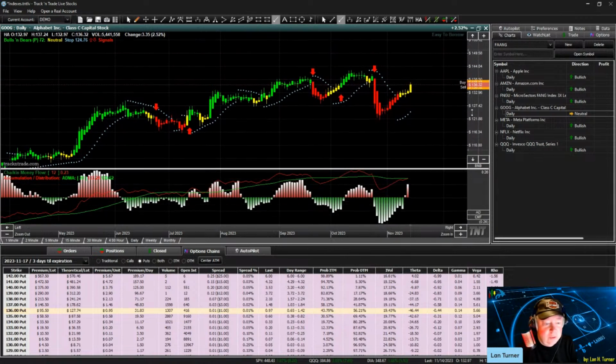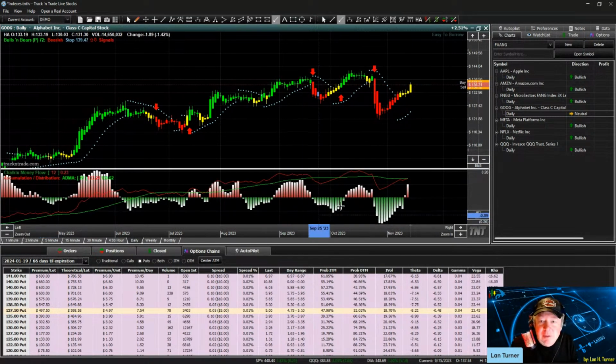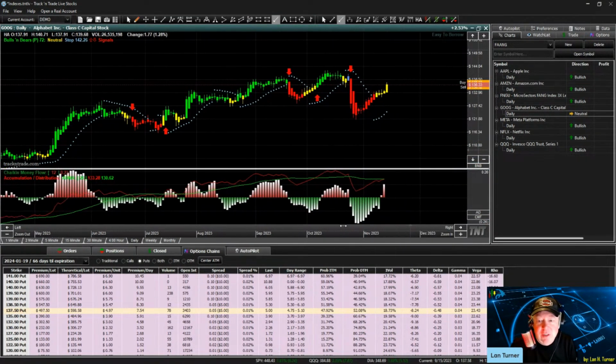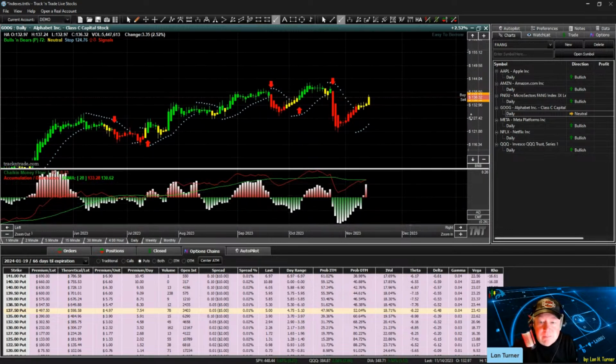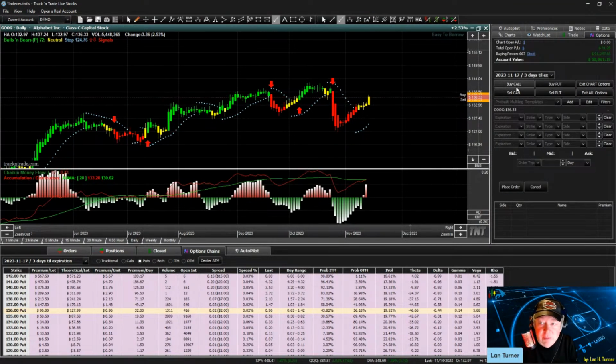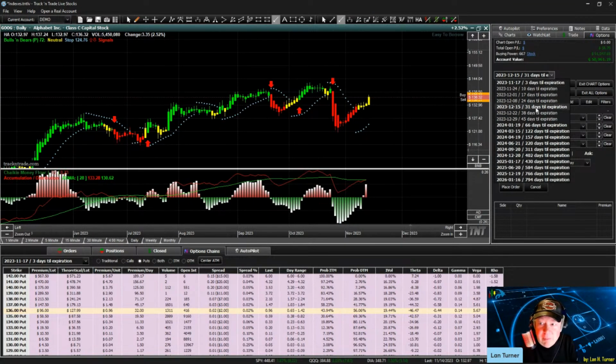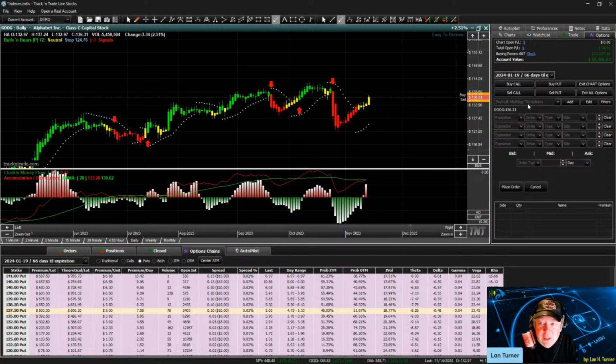Let's buy one on, should we buy one on Google? Let's see. Let's buy an option on Google, all right, in anticipation of a continuation of the uptrend. So we're going to come in here, and it's very simple. There's a number of ways to do it. Again, you're going to pick your time frame. We're going to come out here. We're going to do 66 days until expiration.